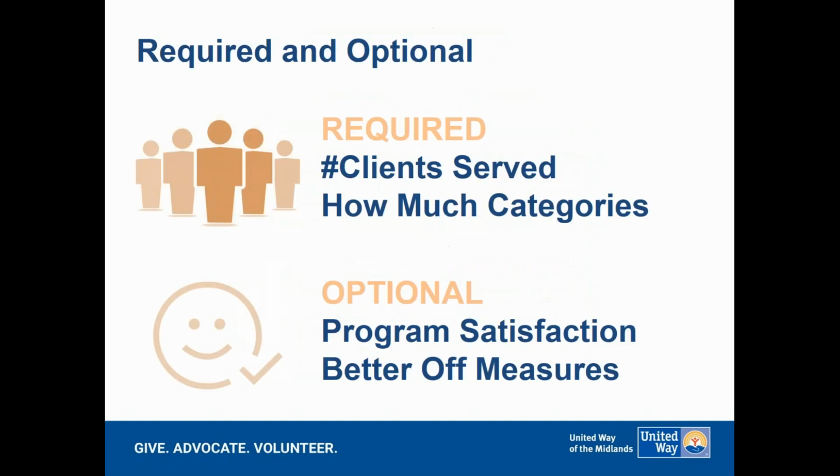For this reporting cycle that is coming up on January 15th, that's your 6-month reporting. The number of clients served, so that's your how much category, is going to be required for all programs. It's optional to give us your how well or better off measures. We are working with a few groups of agencies to pilot that process, and if you have data in those categories that you feel supports some of the other elements of your program reporting, feel free to include those as well.